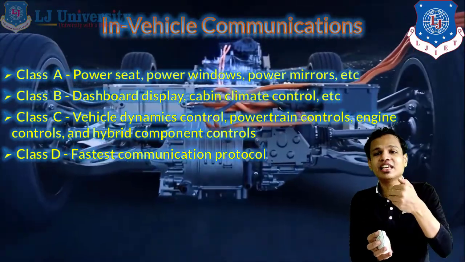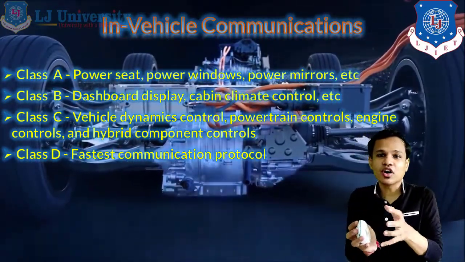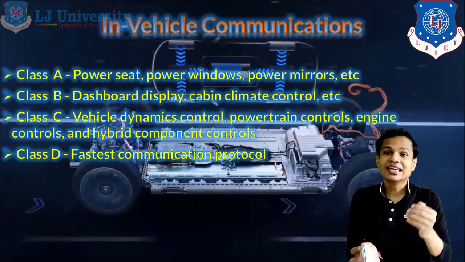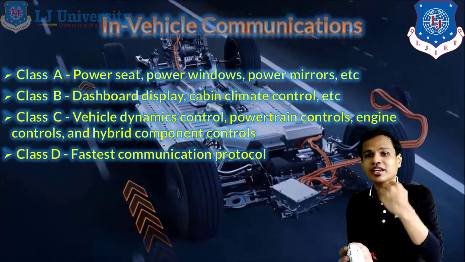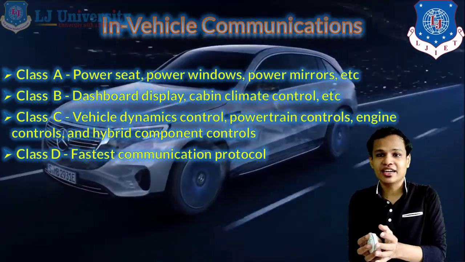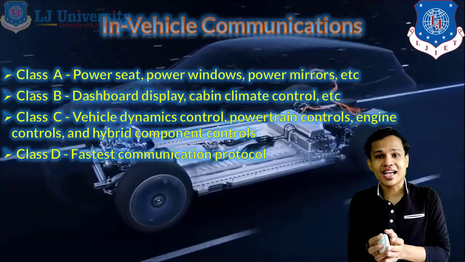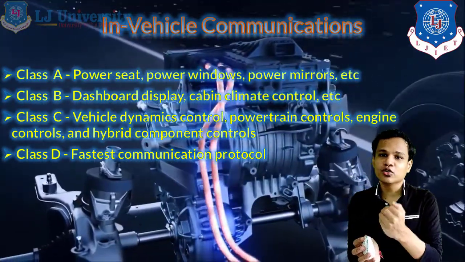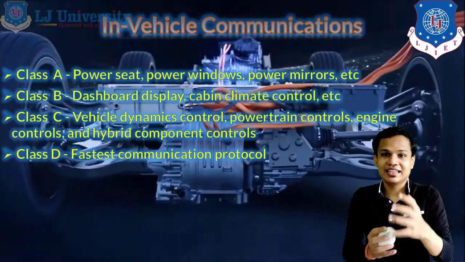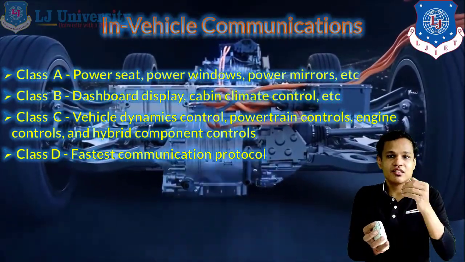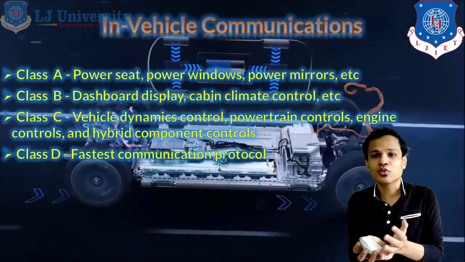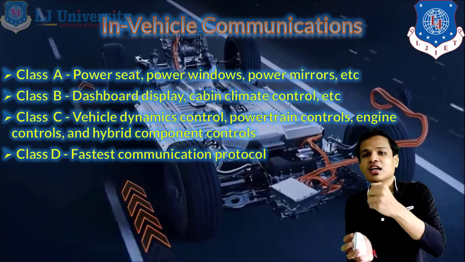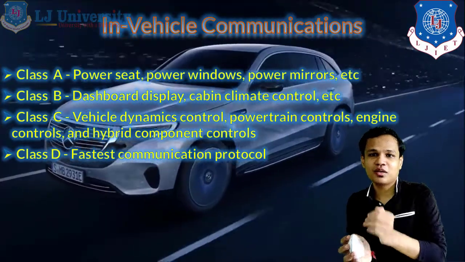So in that we will keep the components which are not essential, which do not require an instant output or instant reaction. Such as you can see in class A, we have the power seat, power windows and power mirrors. These types of components which do not require the instant output come under class A, which is the slowest speed data transfer method.